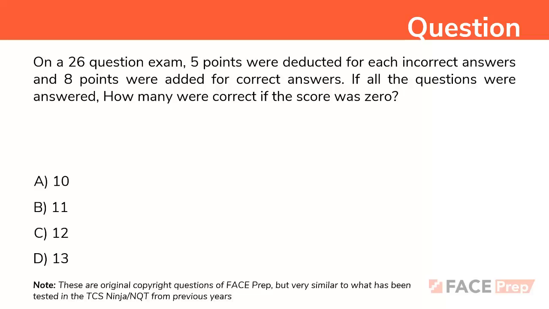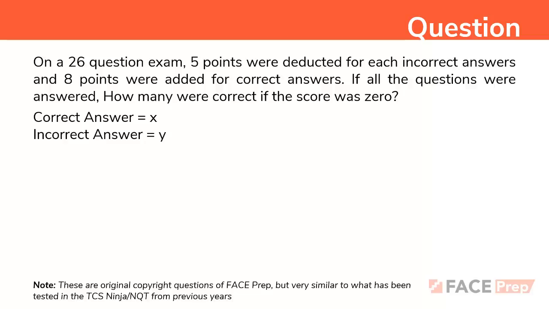Okay, so let us identify the variables. If you see incorrect and correct responses, it could be two variables. So for correct answers, I'm marking X answers correct. So correct answers I'm denoting as X. Incorrect answers I'm saying are Y. Fine. So let's say there are 26 questions. I have marked certain questions as correct, certain as incorrect. So I'm taking an example. Let's say out of 26, 13 I have marked correct, 13 incorrect. So 13 plus 13 will be 26.